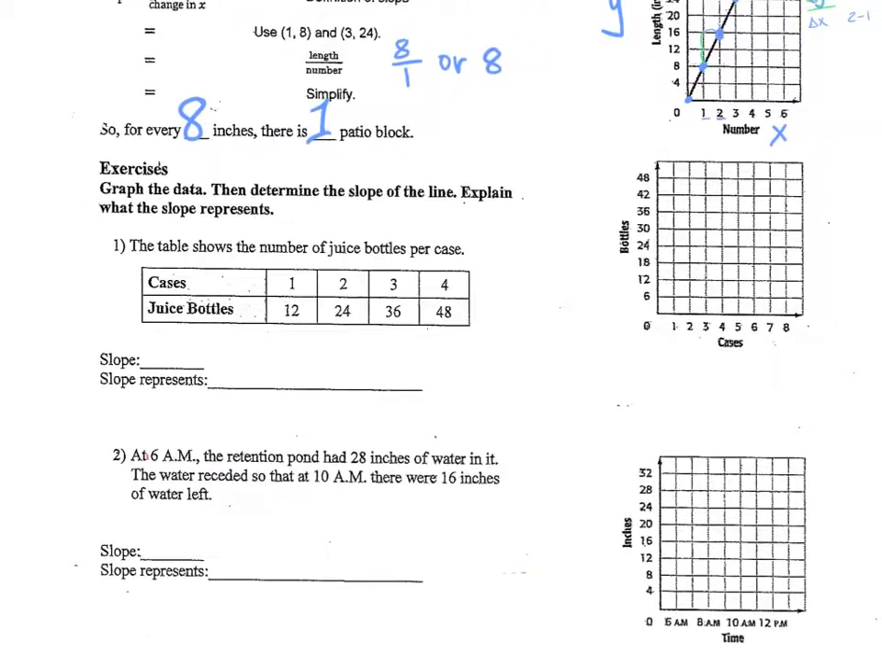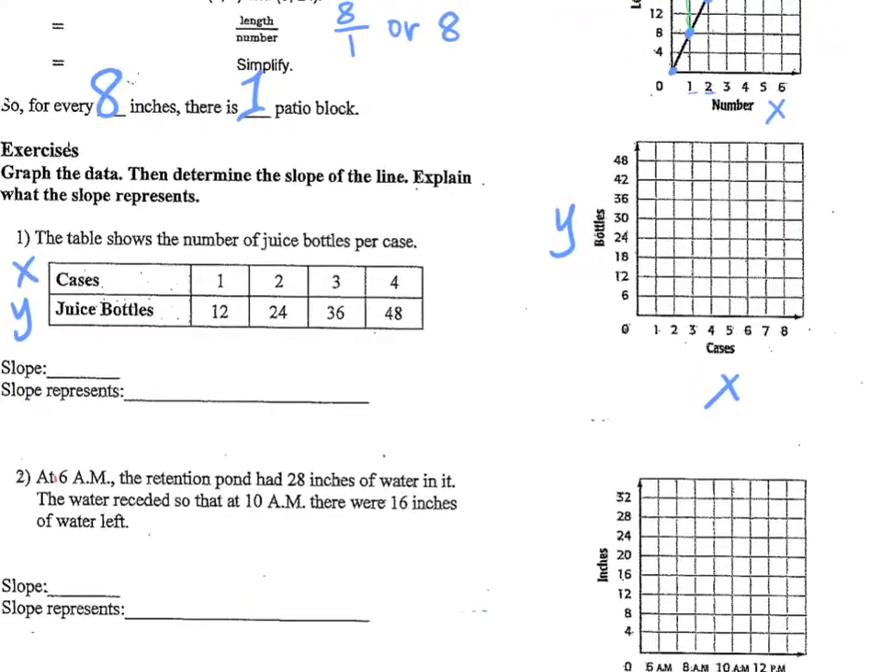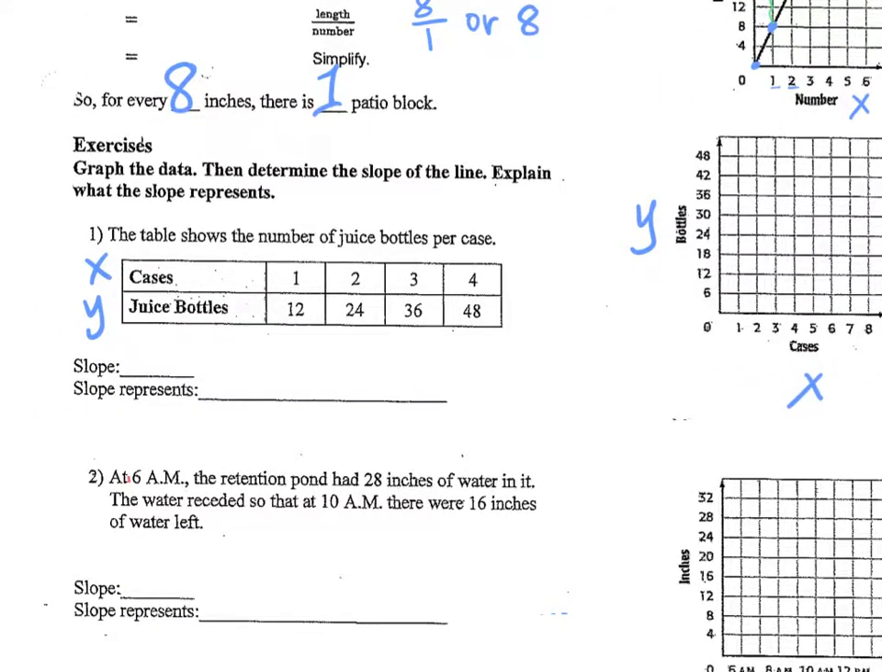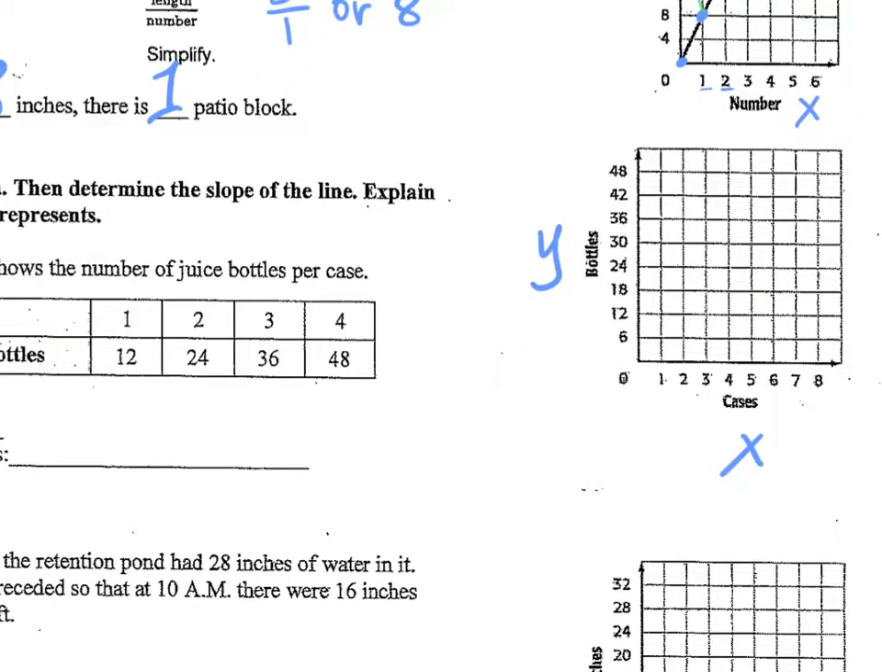Okay, on the next exercise down here at the bottom, the table shows the number of juice bottles per case. So my x value is the number of cases. The y value is the number of bottles in each case. Go ahead and plot these points on your graph. Remember, x comes first, so you're going right or left first. Then y is second to make your point. So your first point should be on 1 and 12. The next one's on 2 and 24. Then we've got 3 and 36. And 4 and 48.